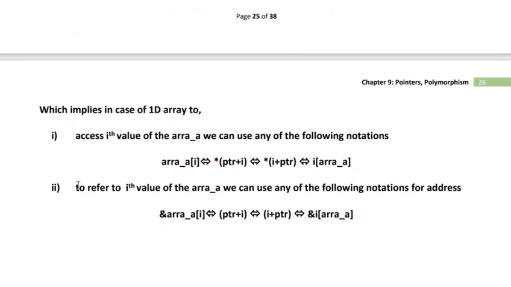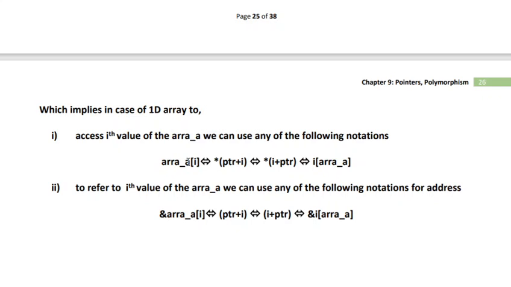So, which implies in case of a one-dimensional array, to access the ith value of the array, we can use any of the following notations. So we can use arr_a[i]. That implies the value stored at the ith displacement from the base address of the array, that is arr_a. So arr_a[i] basically refers to the value stored at the ith displacement from the base address arr_a.